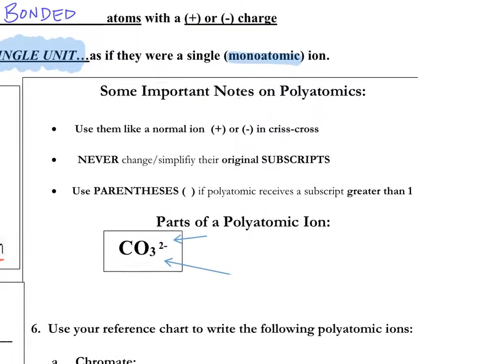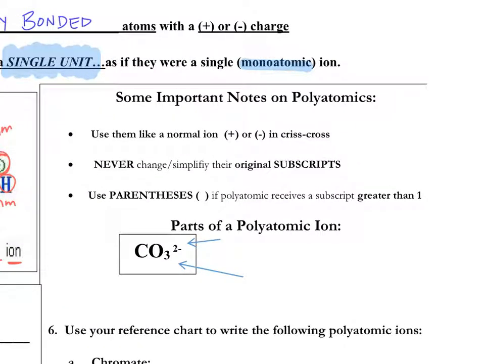Some important things to know about polyatomic ions is that we're going to use them just like normal ions. Just like before when we used our positive and negative charges, when we did the crisscross method, the same rules apply. Because these polyatomic ions act as a single unit, we are never going to change the original subscripts. What we'll do is use parentheses to protect those polyatomic ions, and I'll show you what I mean here in a moment.